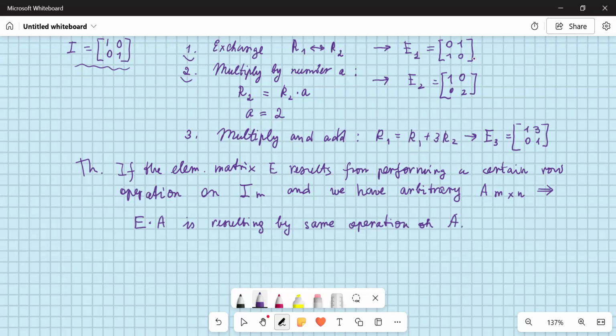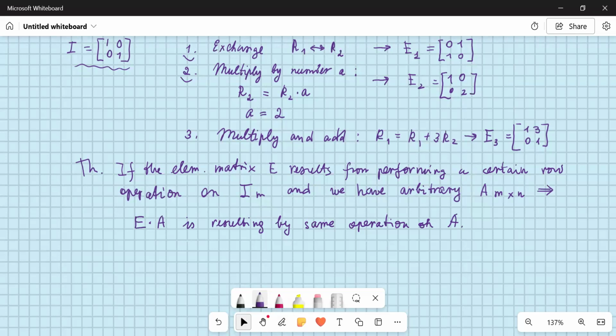So we can do two different things on matrix A. First, we can do a row operation, one of three elementary row operations. Second, we can take matrix A and multiply it by an elementary matrix, which corresponds to that row operation. And the theorem tells us that the result is going to be the same. So row operation and multiplication are going to result in exactly the same thing.